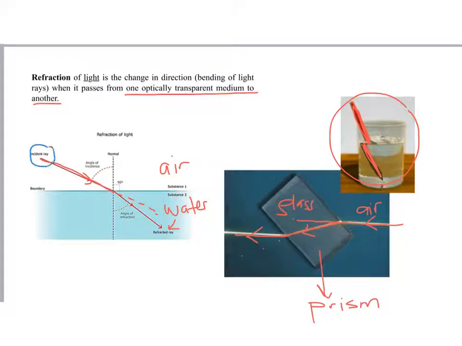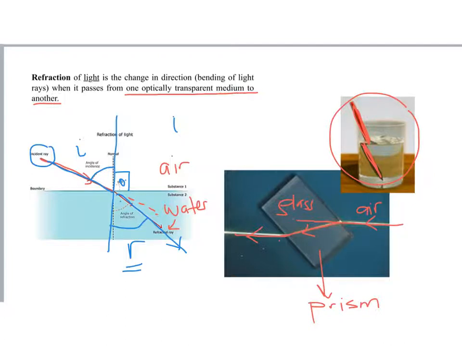This is the incident ray, the coming ray. The normal is the perpendicular line to the boundary between air and water. The angle between the incident ray and the normal is called I, the angle of incidence. It is refracted like this. The angle between the refracted ray and the normal is called the angle of refraction, for which we use the symbol R.